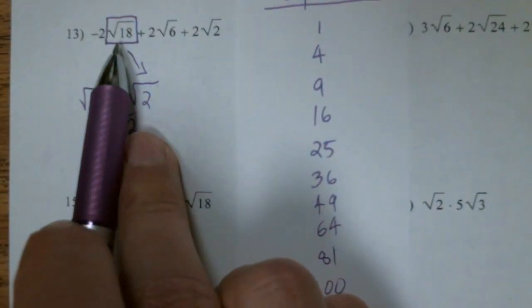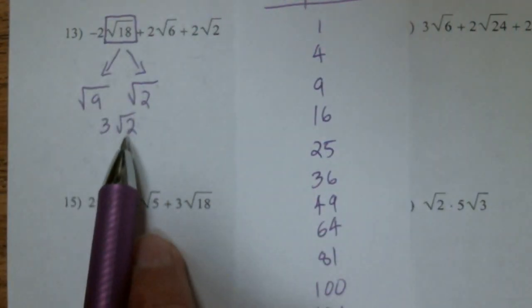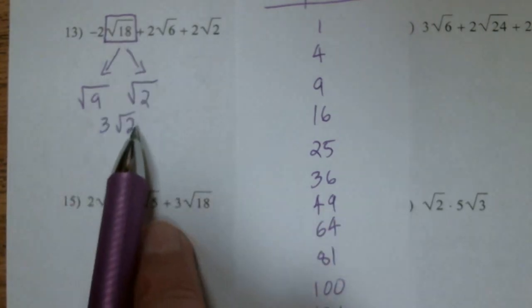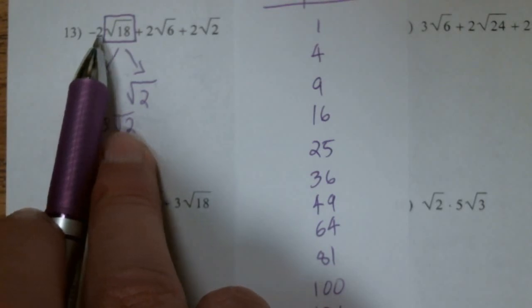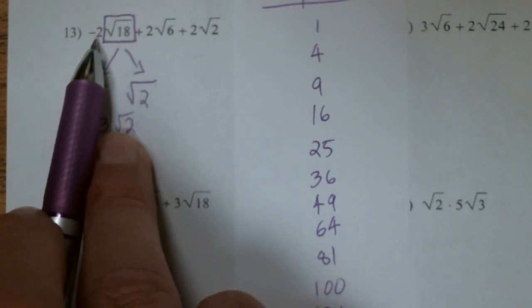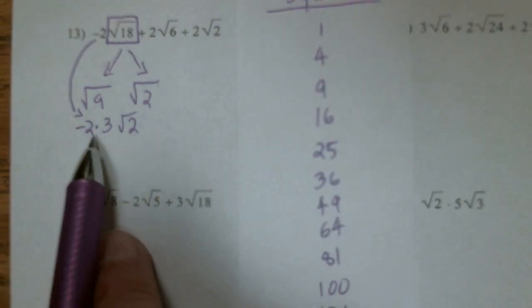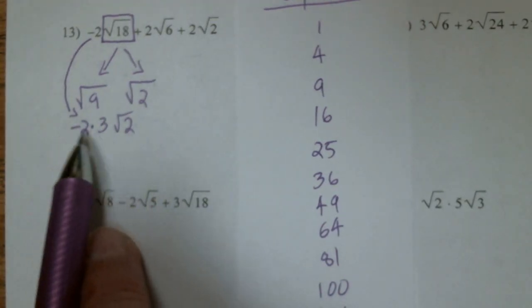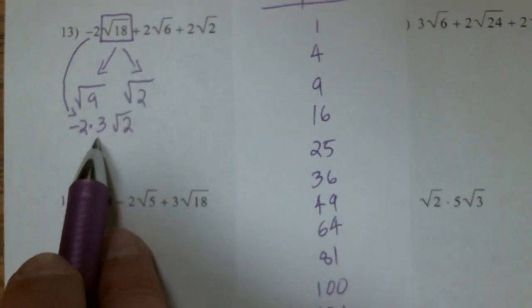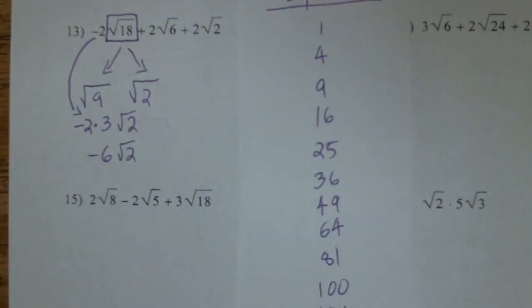Okay, so the square root of 18 in the box is the exact same thing as 3 times the square root of 2. We're saying they're identical. But we're multiplying the square root of 18 times negative 2. So I have to come down here and also multiply the 3 square root of 2, which is the same thing as root 18, times negative 2. Here you multiply your coefficients. Negative 2 times 3 is negative 6. So I have negative 6 root 2.